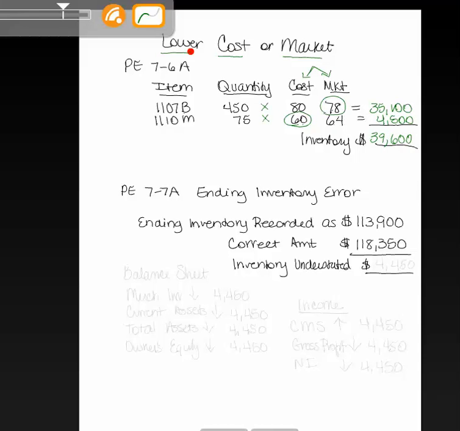$39,600. This is only acceptable when the price of your inventory or the value of your inventory is actually below what you paid for it. So it's only in special circumstances that you would use this.